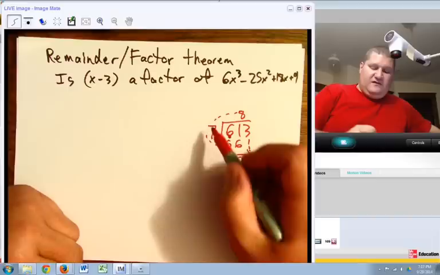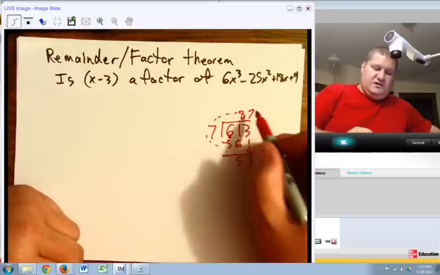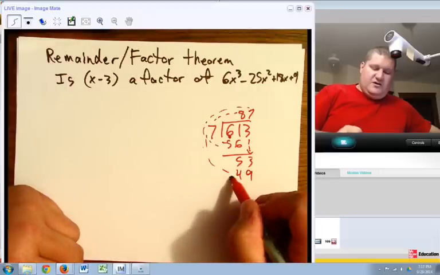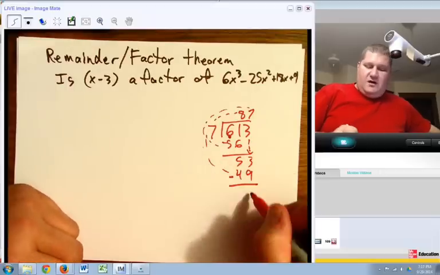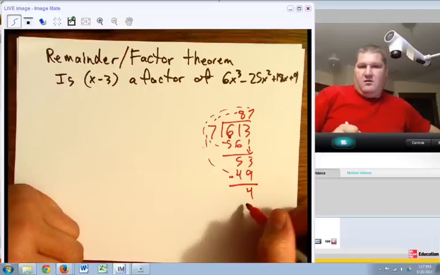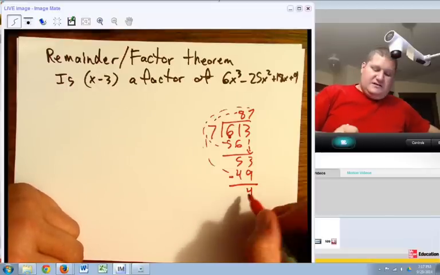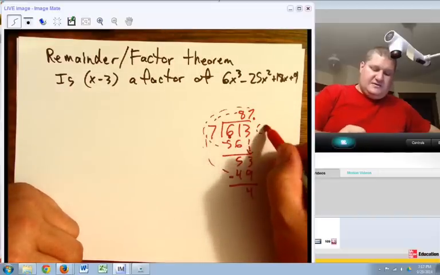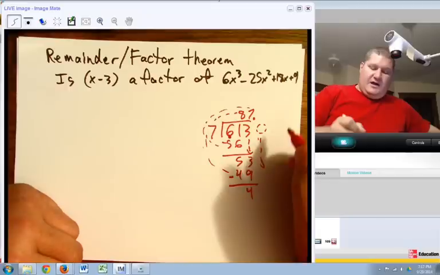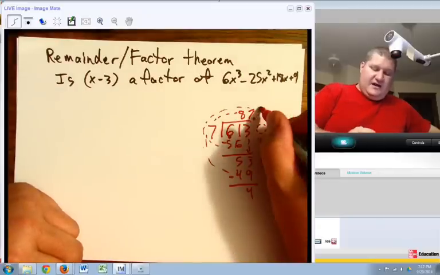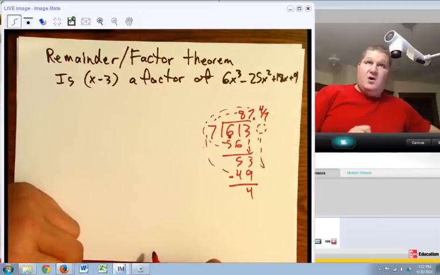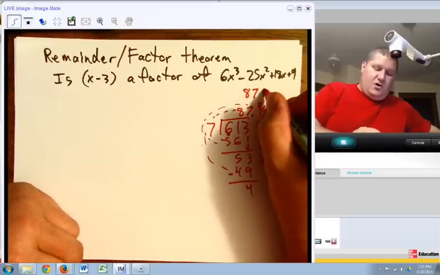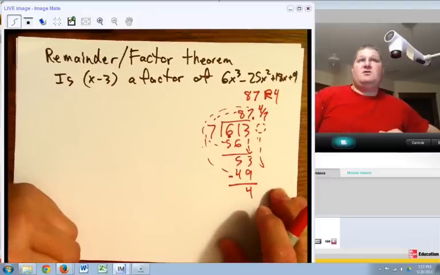When I bring down 3, I say 7 goes into 53. It goes 7 times. And I say 7 times 7 is 49. And then I again switch that sign and subtract, come up with 4, and we say, oh, that's not good. Because at this point, I can either say 87 point and set up a 0 and bring it down. I could say 87 and 4/7. Or what I could say, and this is where we're going here, is 87 R4, for remainder of 4.